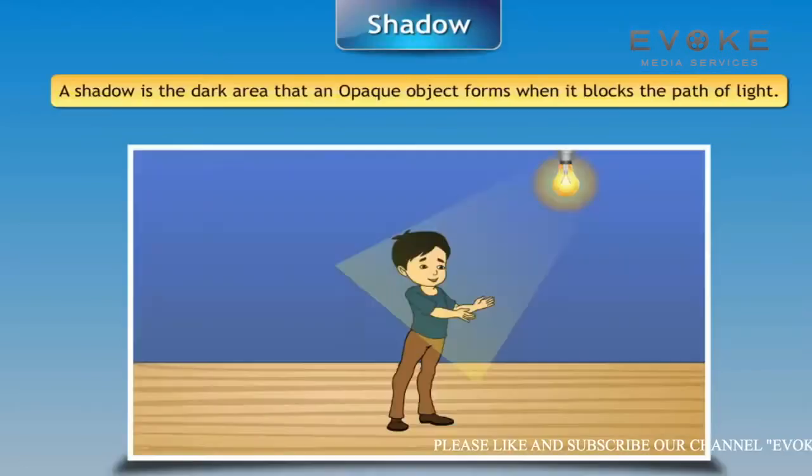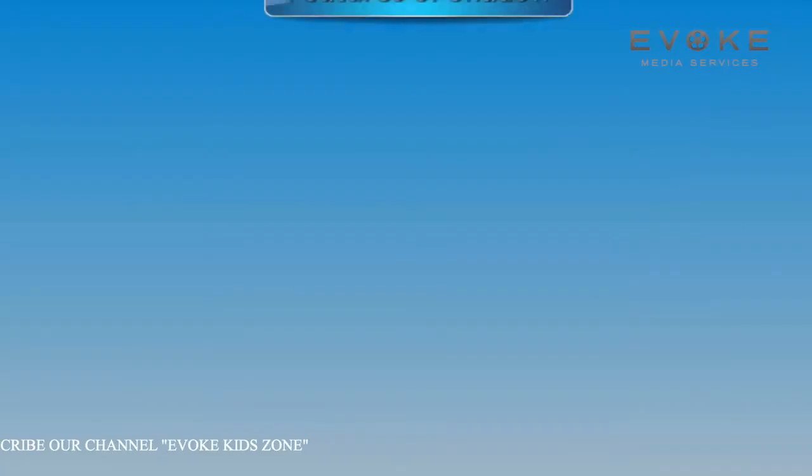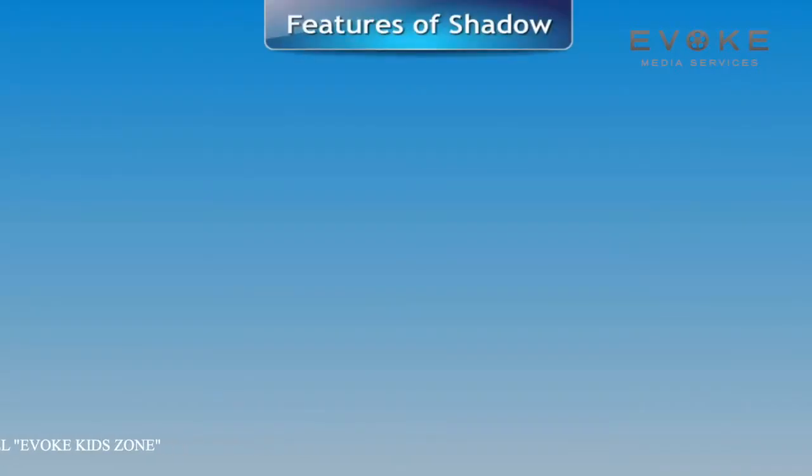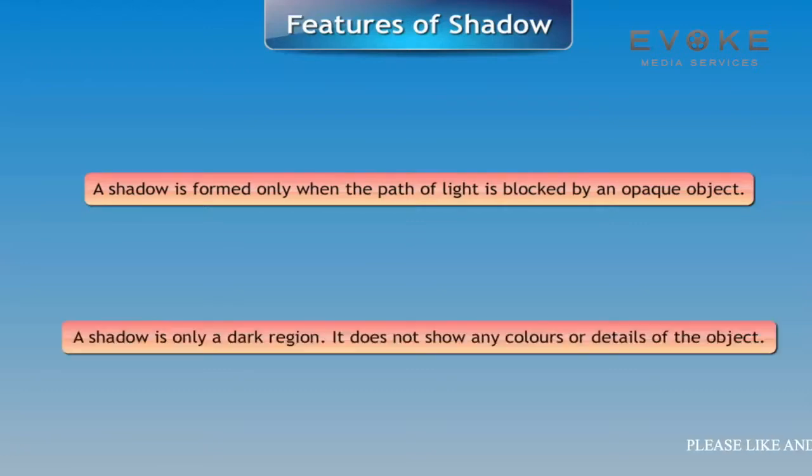Shadow. A shadow is the dark area that an opaque object forms when it blocks the path of light. Features of shadow. A shadow is formed only when the path of light is blocked by an opaque object. A shadow is only a dark region. It does not show any colors or details of the object.